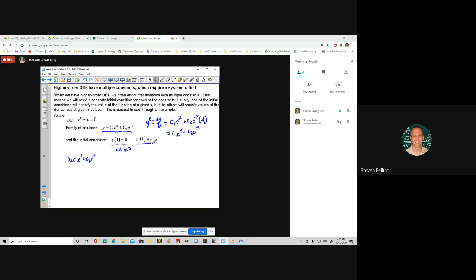Okay, so if I use this, this is telling me when x is 1, y prime is equal to e. So if I plug that in, let me do that over here. I would have, this is y prime.